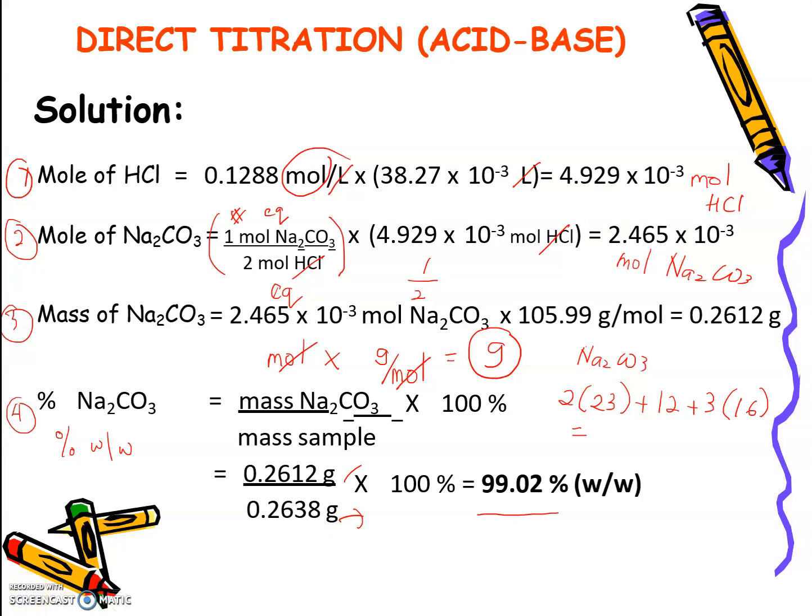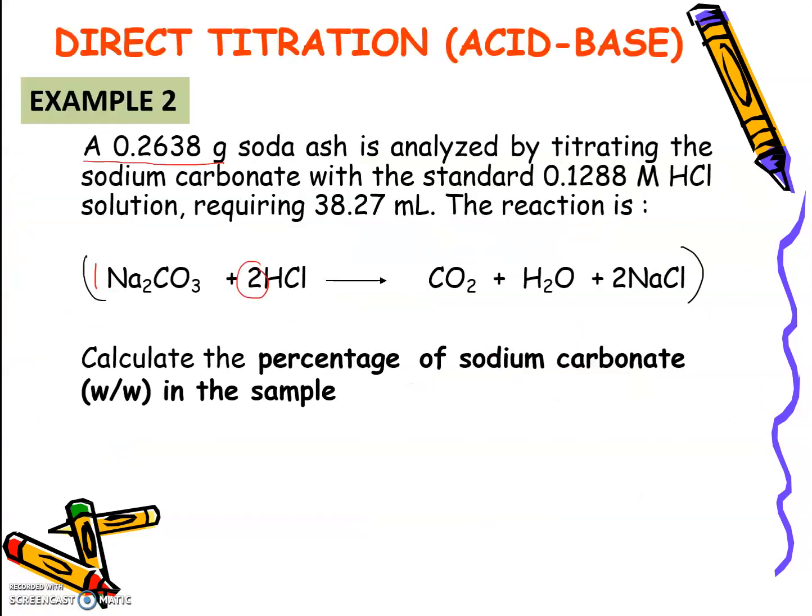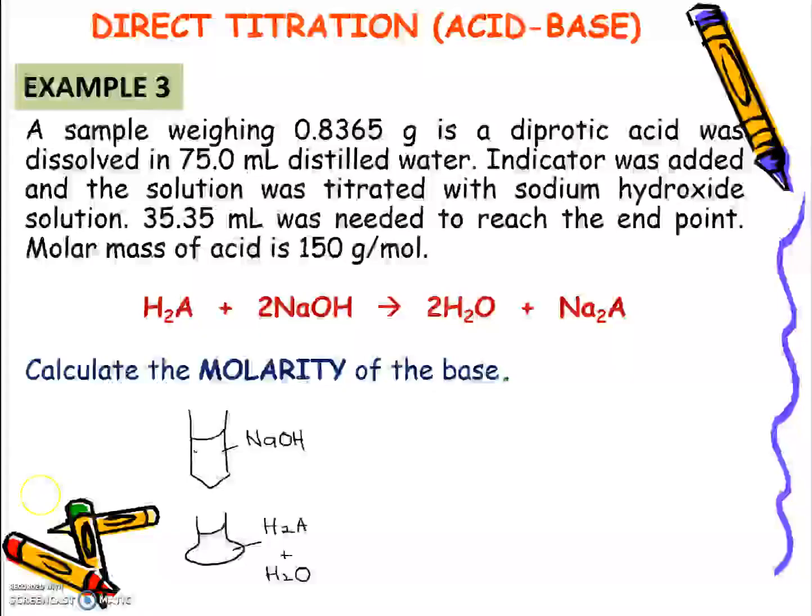Okay, so if in the question, for example in example 2, the question does not give you the balanced chemical equation, so you have to write the balanced equation first. Okay, if not given, you have to do it on your own. Alright. Okay, let's try to calculate this question.